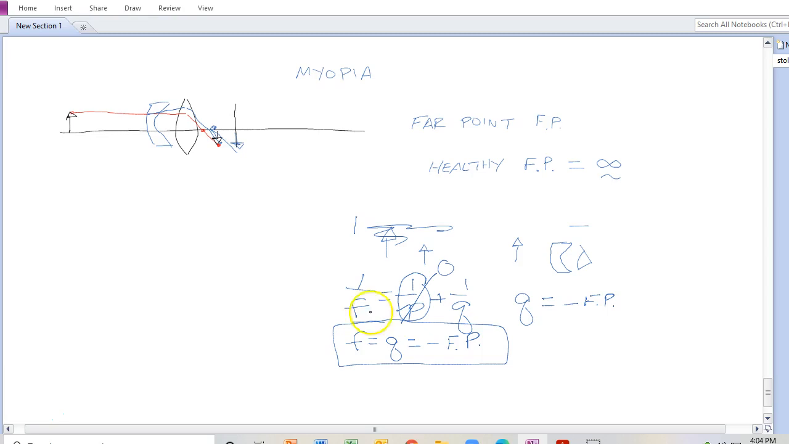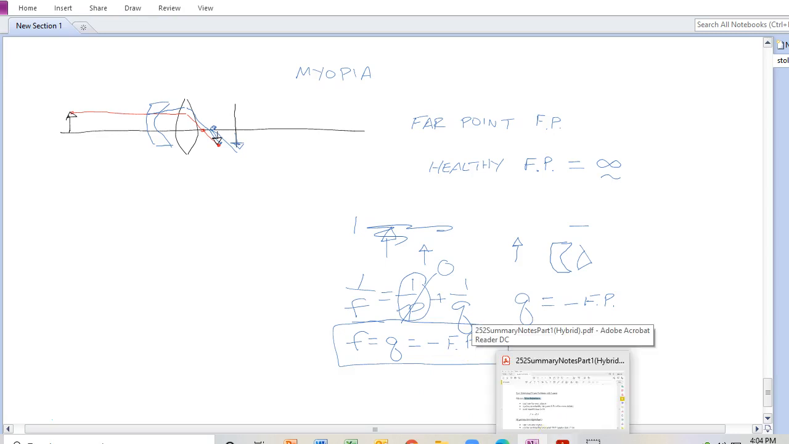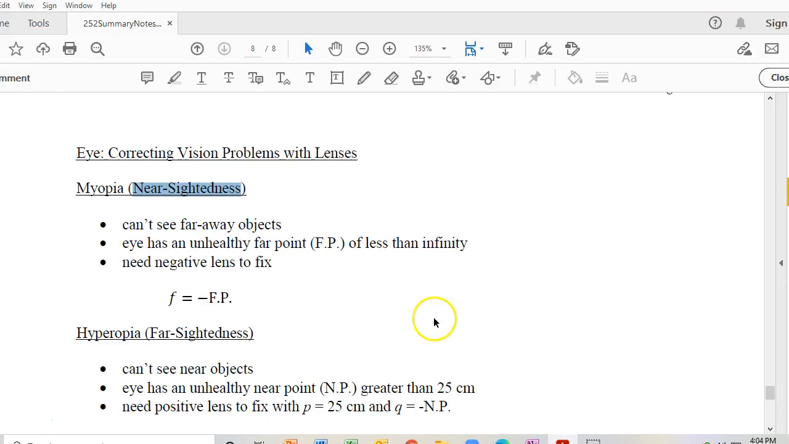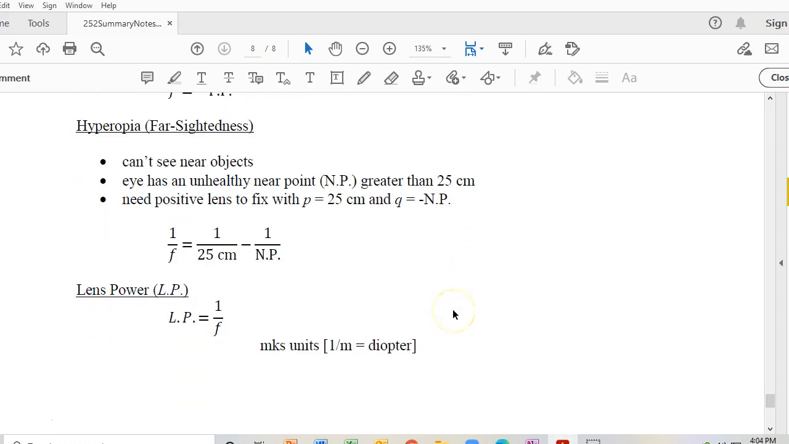Now, I will mention that optometrists, speaking of them, like to use something called the lens power. If you look down here, the lens power, LP, is defined to be the reciprocal focal length. They like to work with reciprocals. I think that's because the thin lens equation is written as the sum of reciprocals: 1 over p plus 1 over q is 1 over f. So they call 1 over f the lens power.